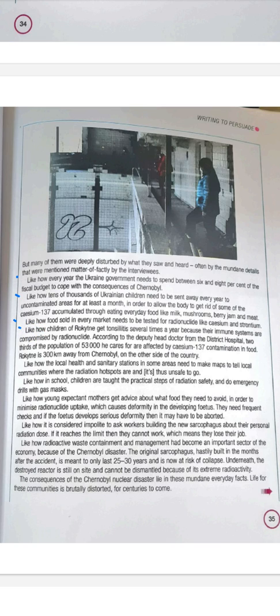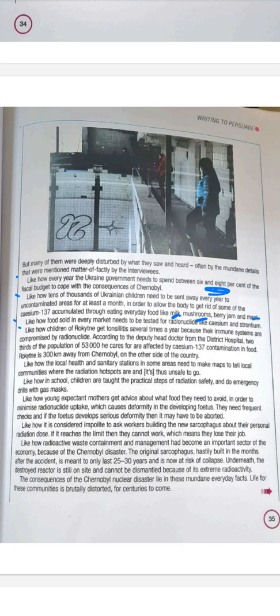All right. What else do we have? We have statistics, 6 and 8% of the fiscal budget. This is statistics, right? We have milk, mushrooms, we have alliteration, don't we? All right, let's continue. We have milk, mushrooms, and even meat, even though there's a couple of words in the middle. Like how food sold in every market needs to be tested for radionuclide like cesium and strontium.